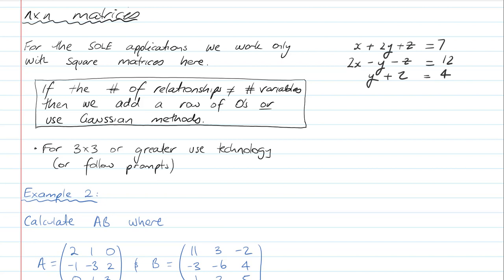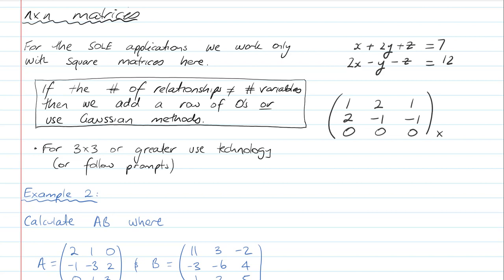So for solved applications we work only with square matrices, remember? The number of relationships must match the number of variables, and we have to add rows of 0. So if we didn't have this, we would have 1, 2, 1. This is our x, so this is our coefficient matrix. 2, -1, -1. But then we'd have to add a 0, 0, 0 to make it a 3x3 matrix. Otherwise it doesn't really make sense. This is going to be a problem anyway in a lot of cases, so you won't see this often.